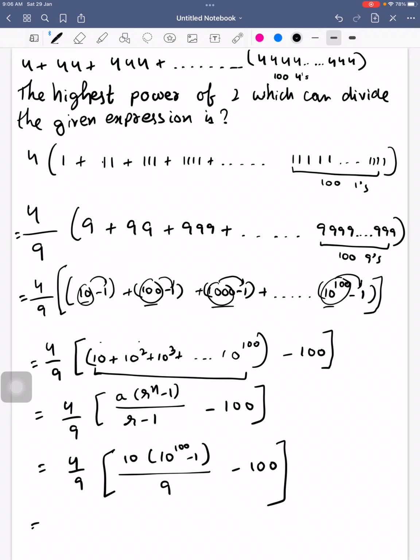Now I will be taking 10 common from these two. 4 by 9 times 10 times 10 to the power 100 minus 1 by 9 minus 10. Now 9 times 10 is 90, so we can directly take the LCM and add it up here instead of writing this. This can be written as minus 91 divided by 9, right?